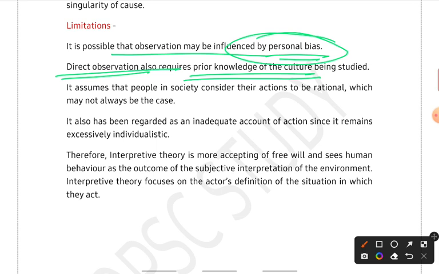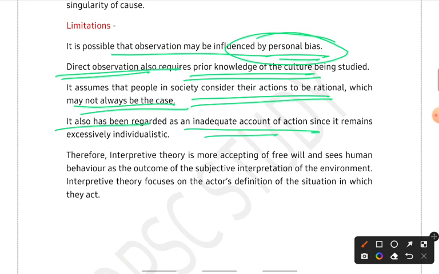It assumes that people in society consider their action to be rational, which may not always be the case. Everyone will think that their action is rational in nature, and this cannot always be true, right? Because the observer doesn't know that. It can also be regarded as an inadequate account of action, since it remains exclusively individualistic.